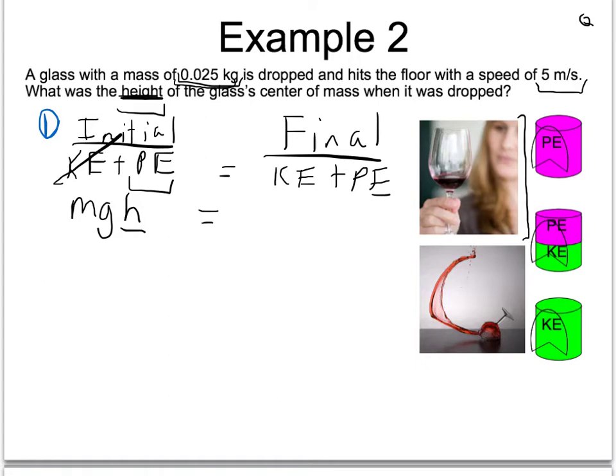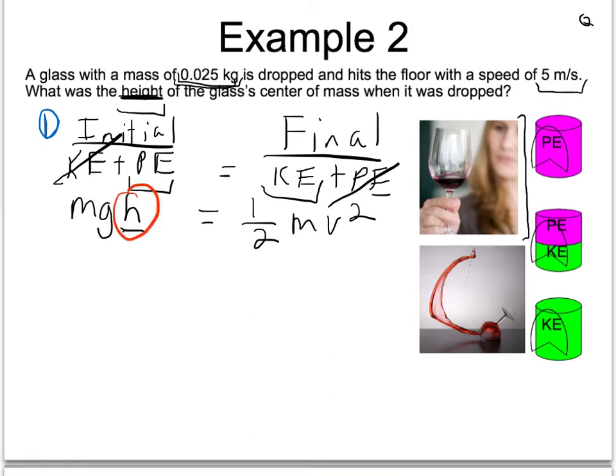At the end, the glass is moving, so right before it hits the floor, we could basically say its height is 0. And so that means it has no gravitational potential energy. There's also no spring in this problem, so it has no spring potential energy. So all it has at the end is kinetic energy, 1/2 m v squared. And we're asked to find h, the height. So we want to know the height.